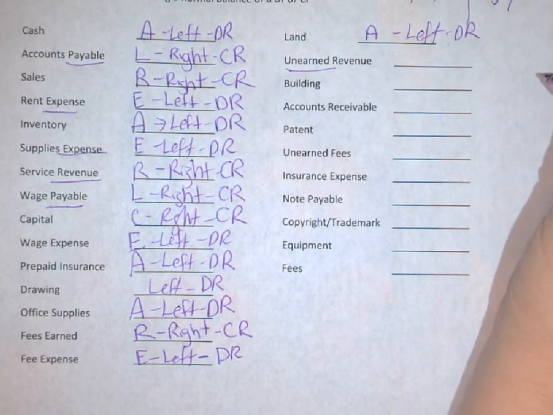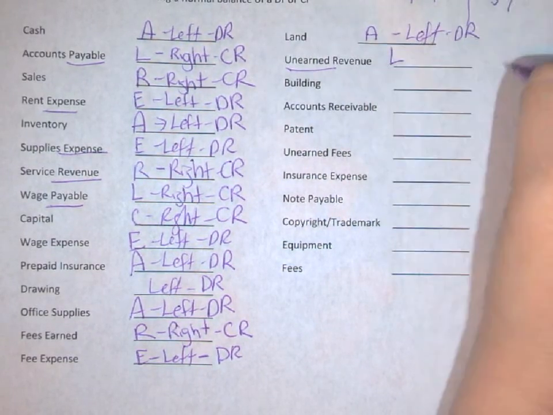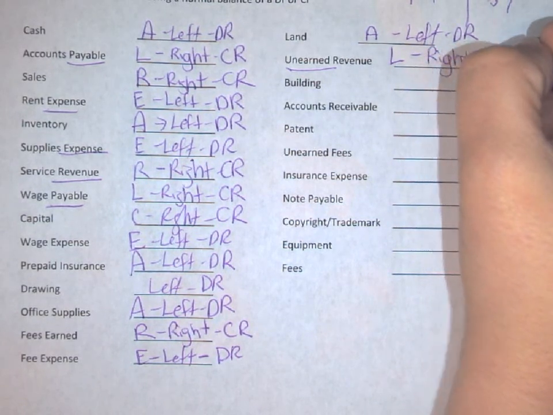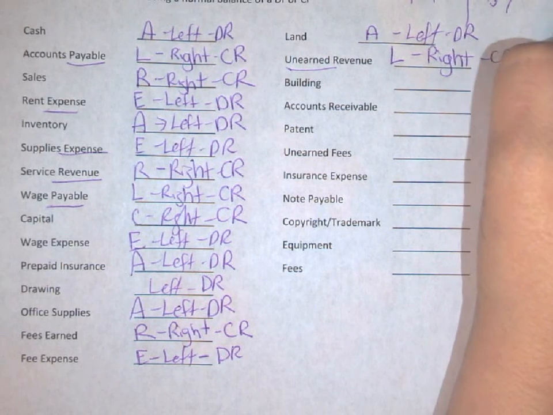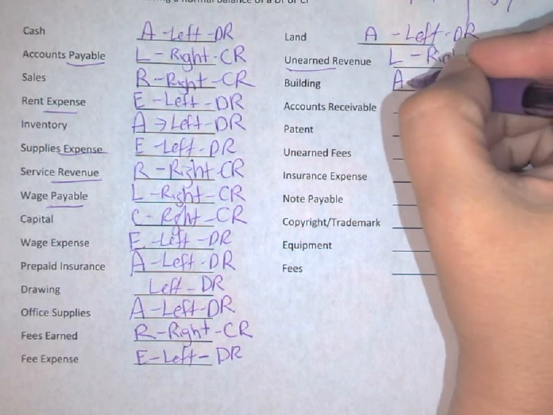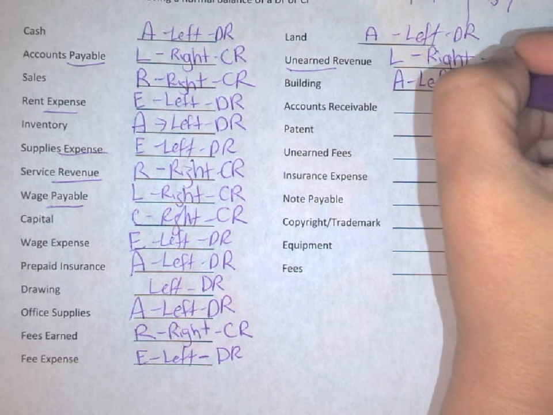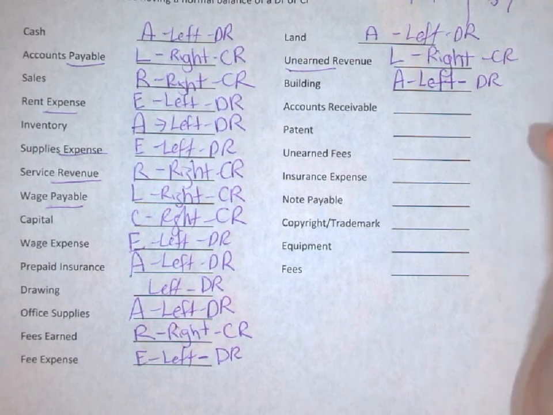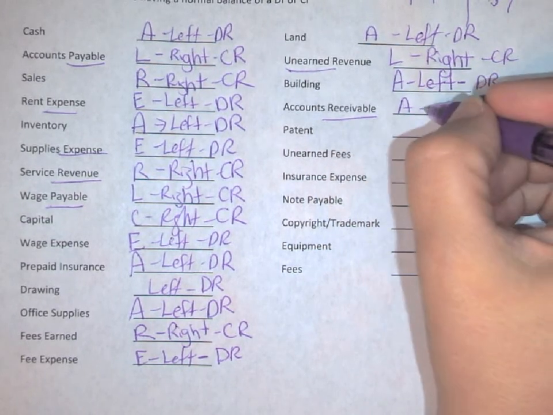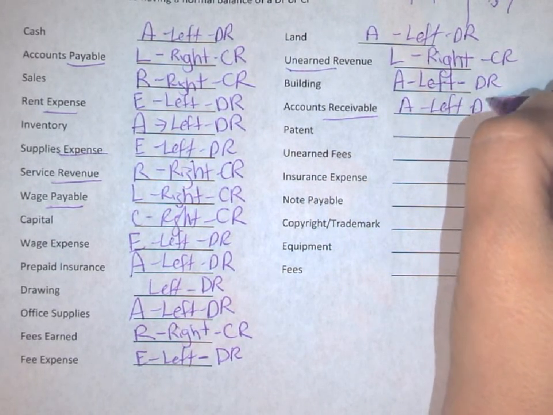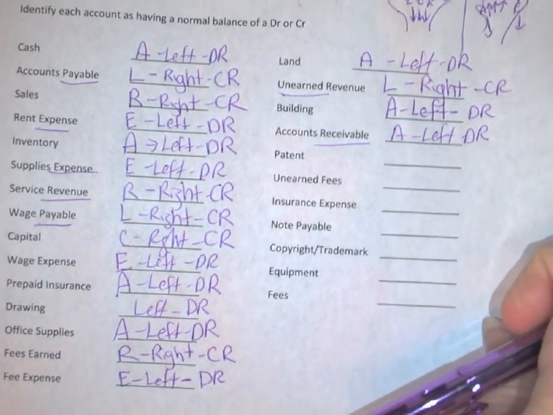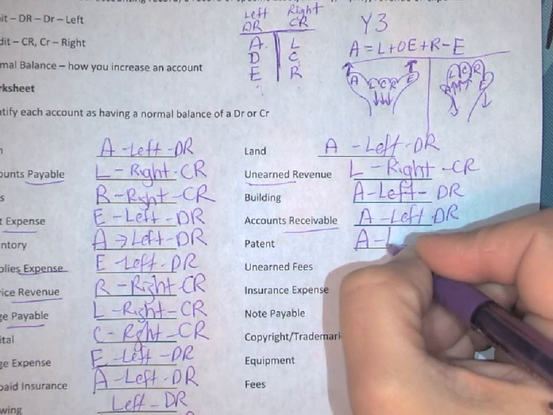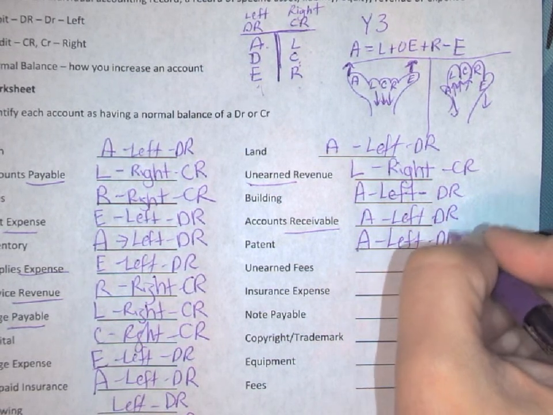Unearned revenue is a liability. Liabilities will increase on the right side as a credit. Buildings are assets. Assets increase on the left. They are a debit. Accounts receivable is an asset, which increases on the left as a debit. Then we get to our patent. Patent, remember, is an intangible asset, so that's going to increase on the left as a debit.